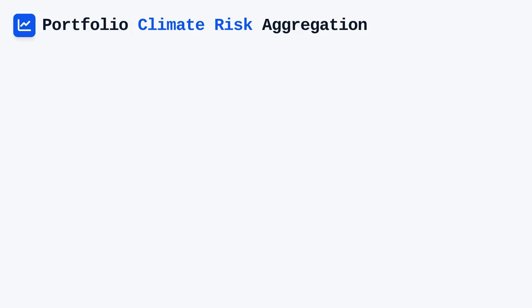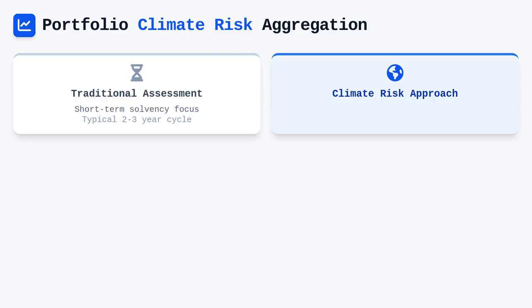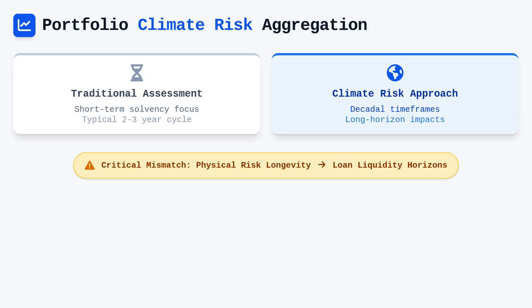At the portfolio level, these risk aggregations must account for temporal dynamics that extend far beyond the typical 2 to 3 year stress testing cycle. While traditional capital adequacy assessments usually look at short-term solvency, climate risk requires us to evaluate capital requirements over decadal timeframes where climate impacts become non-negligible. This long horizon approach forces us to reconcile the mismatch between the longevity of physical climate risks and the liquidity horizons of many banking loan portfolios.